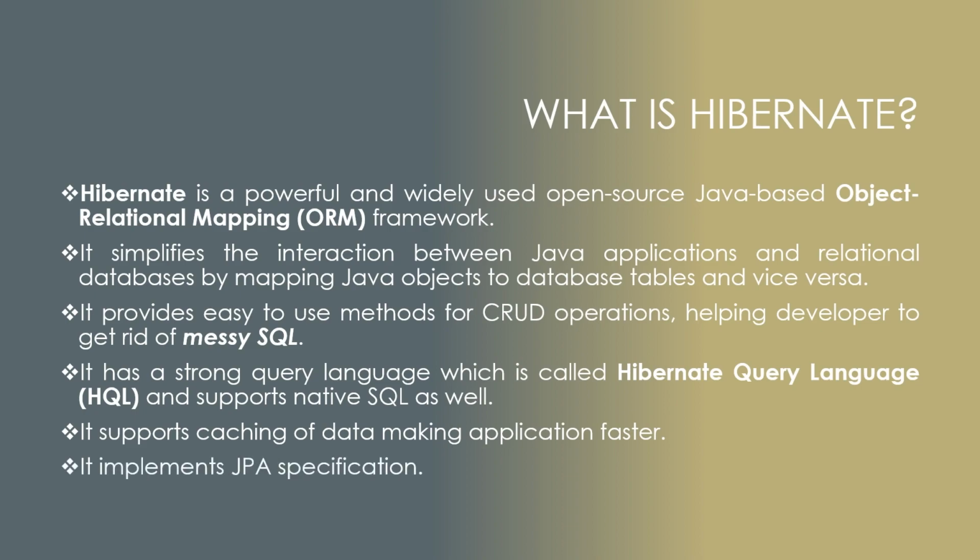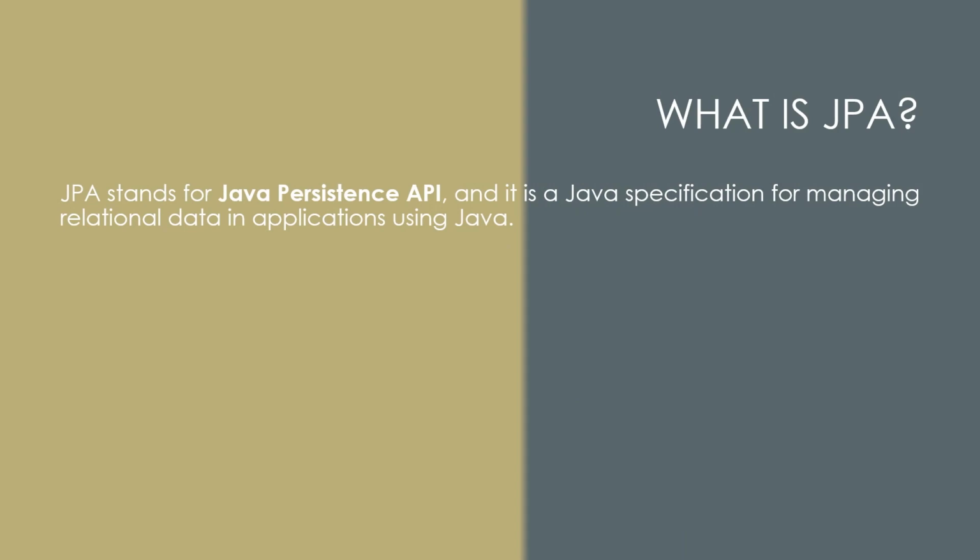And last but not the least important part is that it is going to implement the JPA specification. Now you will say, okay, first of all, you started with object relational impedance mismatch, which was the problem. Then you said that the solution is ORM, object relational mapping. Then you said that for that the tool is Hibernate. That also we understood. Now what is this JPA? So let's see what this JPA is in the next slide.